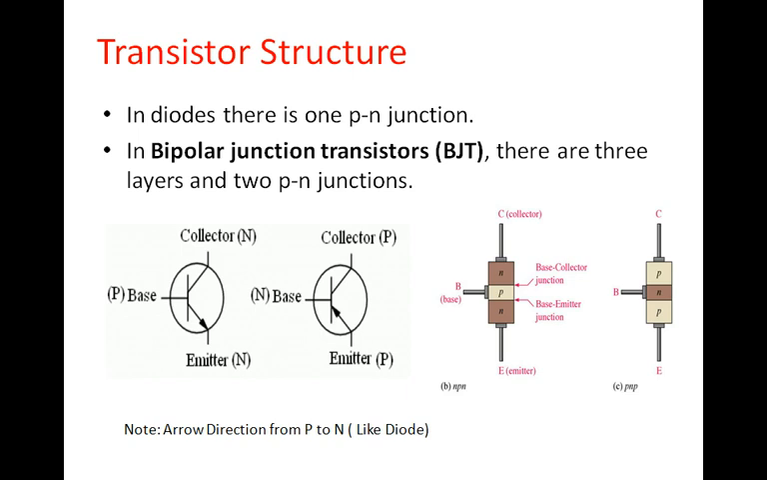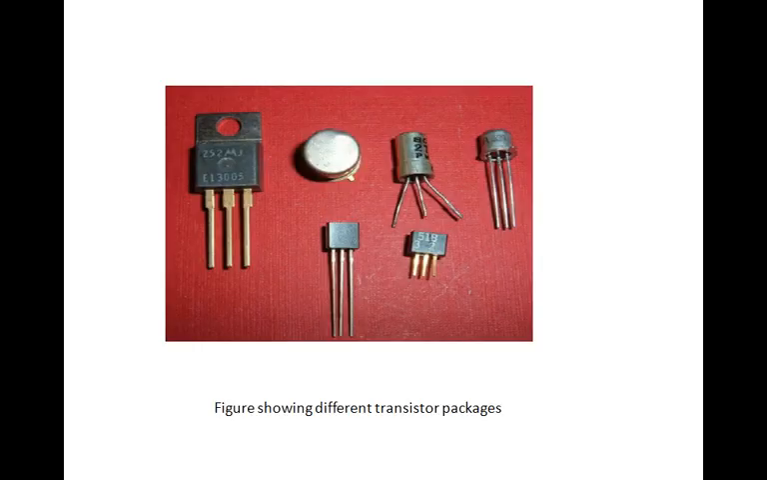In diodes, there is only one PN junction, whereas in a BJT there are three layers, that is emitter, base, collector, and two PN junctions: emitter to base junction and collector to base junction. Here PNP and NPN are shown. The arrow direction is always from P to N, like a diode. These are some of the transistor packages available in the market.